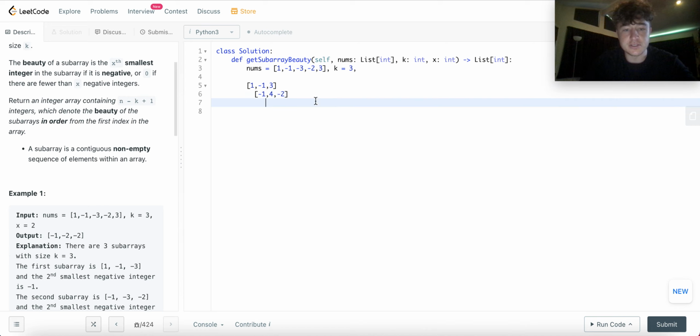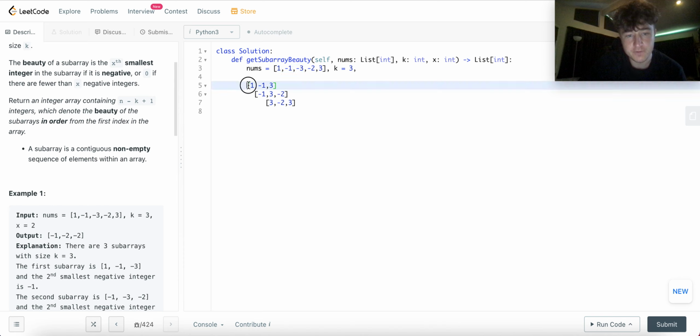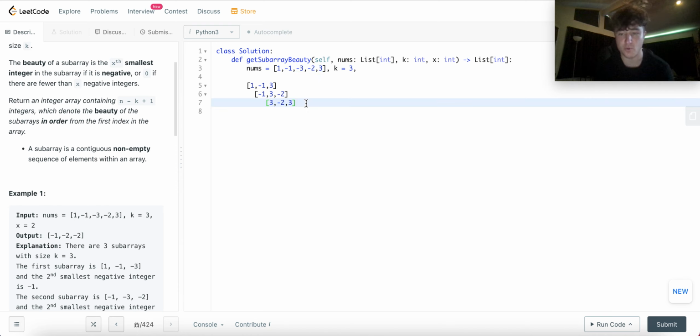And then there's the subarray 3, -2, 3. So there's 3 subarrays within this array: the first subarray of size 3, the next subarray of size 3, and this final subarray of size 3. So we're going to have to look at each individual subarray. I guess that's the idea.